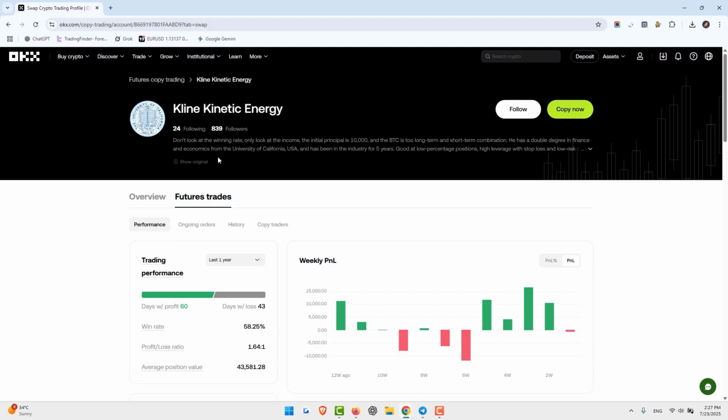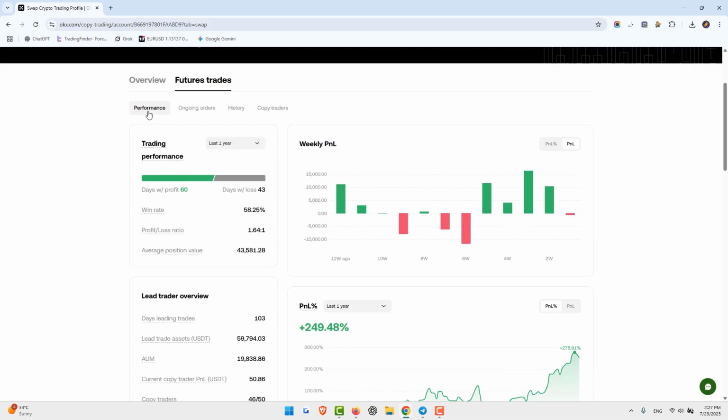The trader also provides a brief summary here about their trading style and the type of trades they make. Now moving on, in the Performances section, you can select a specific time range. Within this time frame, you can see the number of profitable and losing trades this person has made. You can also see the win rate as a percentage, the profit to loss ratio, and the average trade duration.